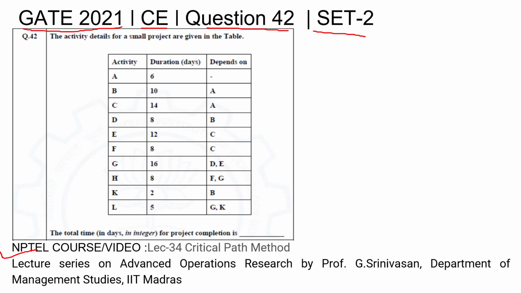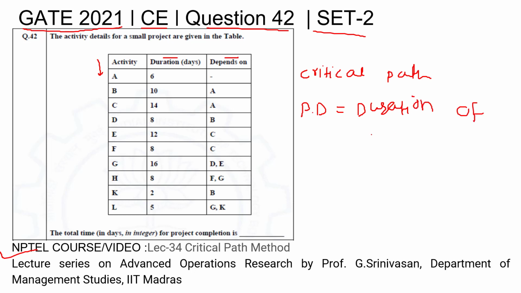This question is of a critical path method, that is CPM, right? So they have given an activities column, duration, and activity relationship. So in order to solve this question, we have to find out the critical path. Because you know that PD, project duration, is nothing but the duration of the critical path, right? If you find the critical path, you will get the duration of this project, and the project completion duration is nothing but this PD, right?